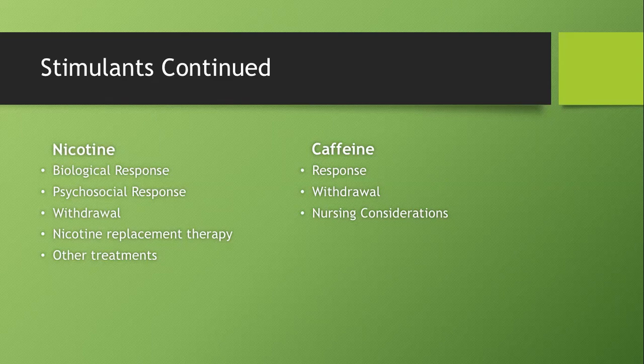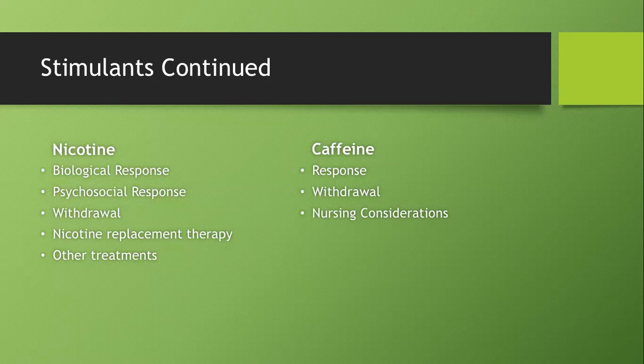We often find that nicotine use is comorbid with alcohol use, polysubstance abuse, and mental health disorders. We do find that individuals that have a mental health disorder often have a life expectancy of about 10 years less compared to the general population. And there's a lot of speculation that it's actually due to the increased levels of nicotine that are used by individuals with mental illness.